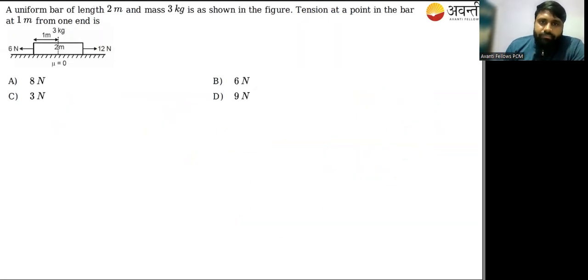So next one. Okay. A uniform bar of length 2 meter and mass 3 kg is as shown in the figure. Now the tension at a point in the bar at 1 meter from the end is. Now I will solve it with a very basic method.